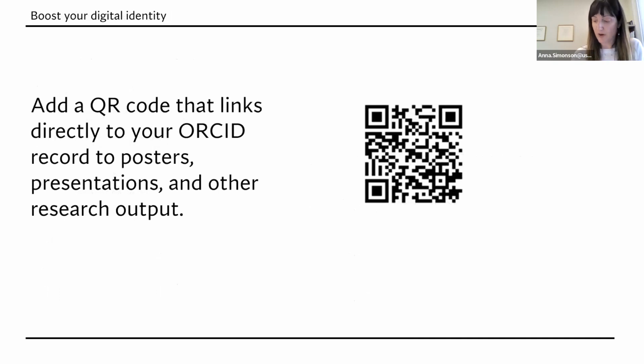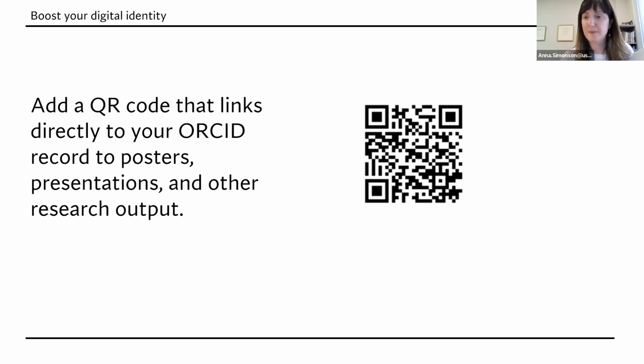As I mentioned before, a great feature is that you can create a QR code that links directly to your ORCID record. So you can put it on posters and presentations or other research output that you have. So you're at a conference, you're doing a presentation, you can have that QR code. So somebody who is watching your presentation could click on that and see other things that you have done.